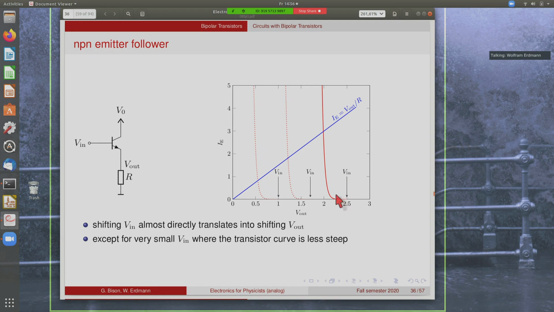Now, if you change the input voltage, this curve moves to the left accordingly. And then the intercept goes here, and we're again roughly 0.7 volts below the input voltage. And this shift remains constant unless you go to very, very small currents, where you start falling into this point where the steepness of the IV curve becomes smaller. But as long as you're in this region here, then you have a nice following behavior. So the output voltage will follow the input voltage.